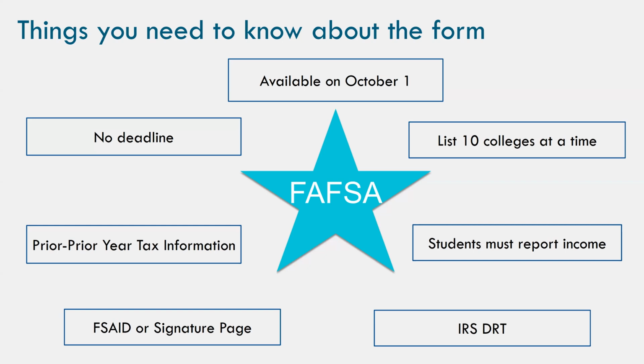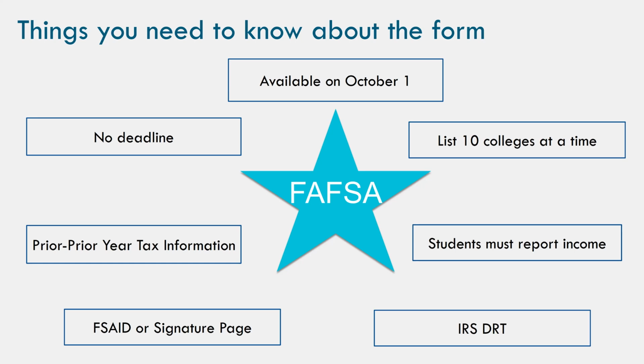We can list up to 10 colleges at a time on FAFSA. Don't worry if your student is applying to more than 10 schools. You can go back in later and change the schools once you start receiving your acceptances and figuring out where the student's going to go, to make sure that the school that they're going to go to, or the schools that they're considering, are able to give them the package and information that you need financially.